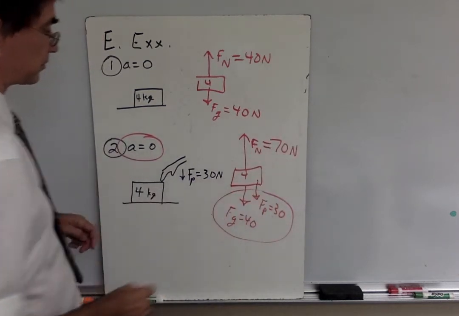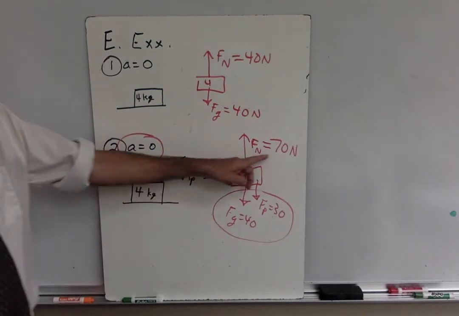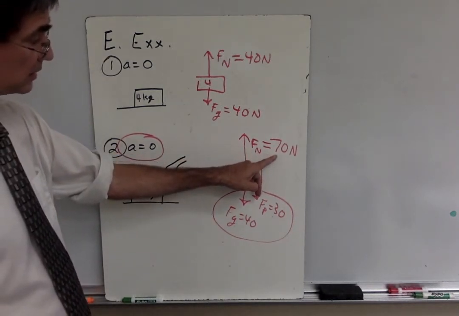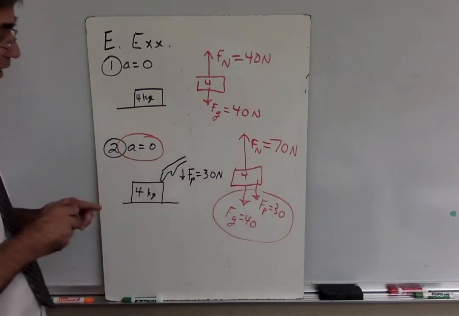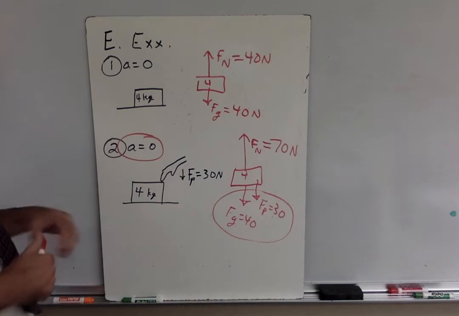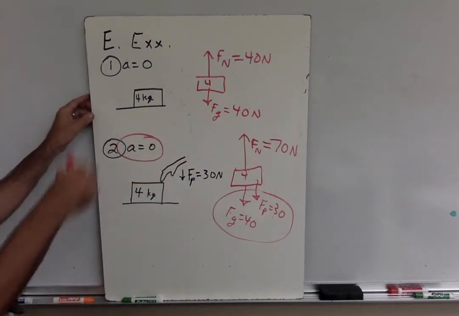You take this and you combine it with this, and you get that the normal force must be 70 newtons. If it did not say a equals 0, if a might be some other number, this isn't necessarily 70. There's no rule that this always has to balance everything else out and cancel it to make a total of 0. It's only equal to these because a is 0 in this example.